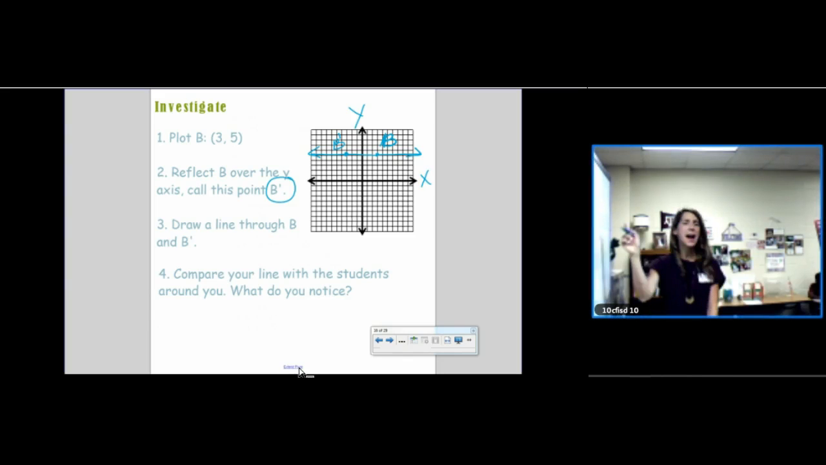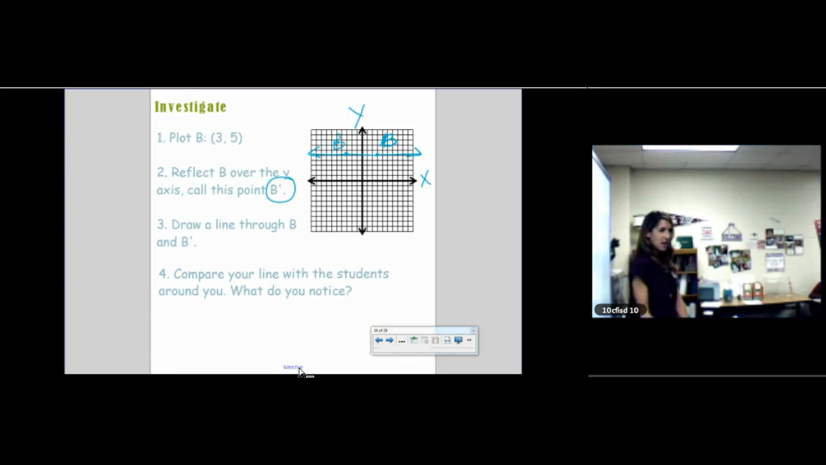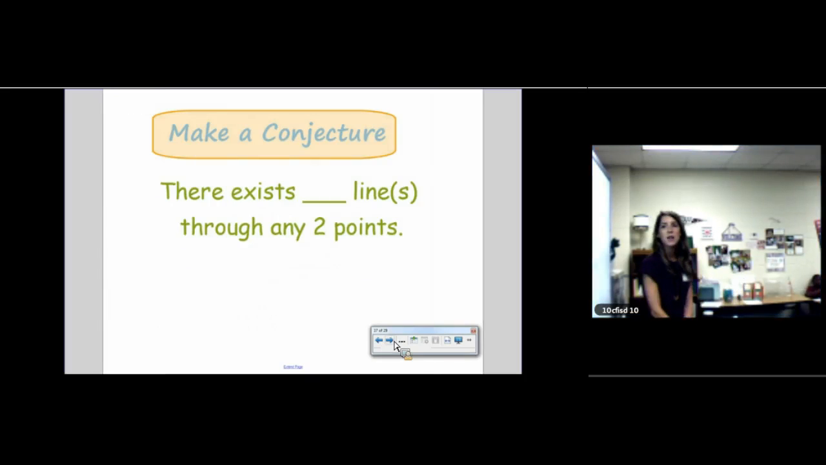But you could say, well, mine was shorter than theirs. Can a line be shorter than another line if they go on forever? No. So all of your lines should have been exactly the same. So we can make another conjecture. There exists blank lines through any 2 points. How many lines? 1. Right? We all drew the same line.